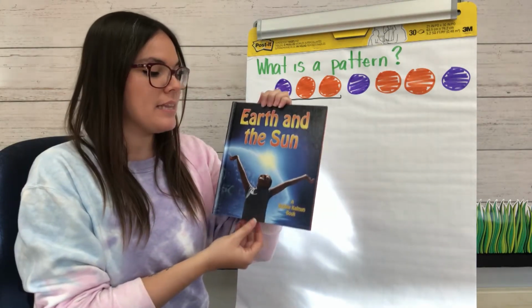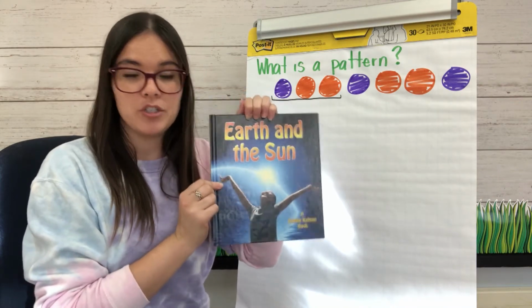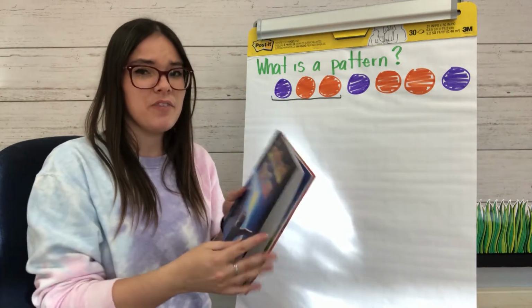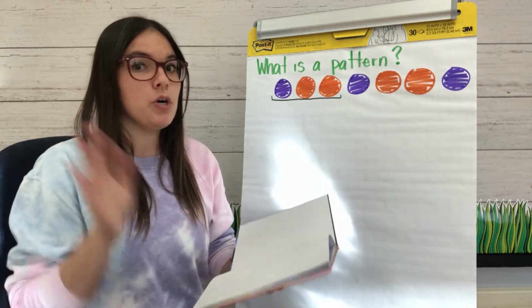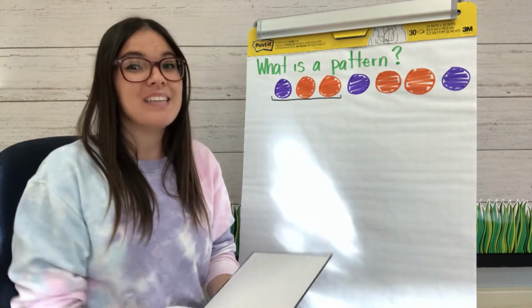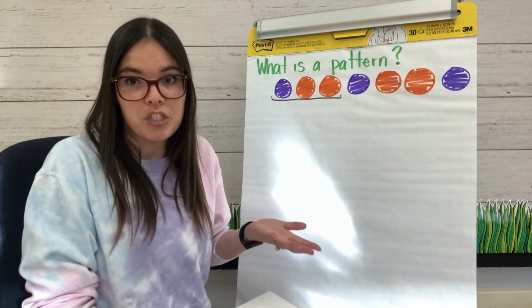from Earth and the Sun by Bobbie Kalman, and this is from Crabtree Publishing. So this is a nonfiction book, and like I said before, we don't usually read nonfiction books from front to back. If we want specific information, we just look at the pages to give us that information we're looking for.